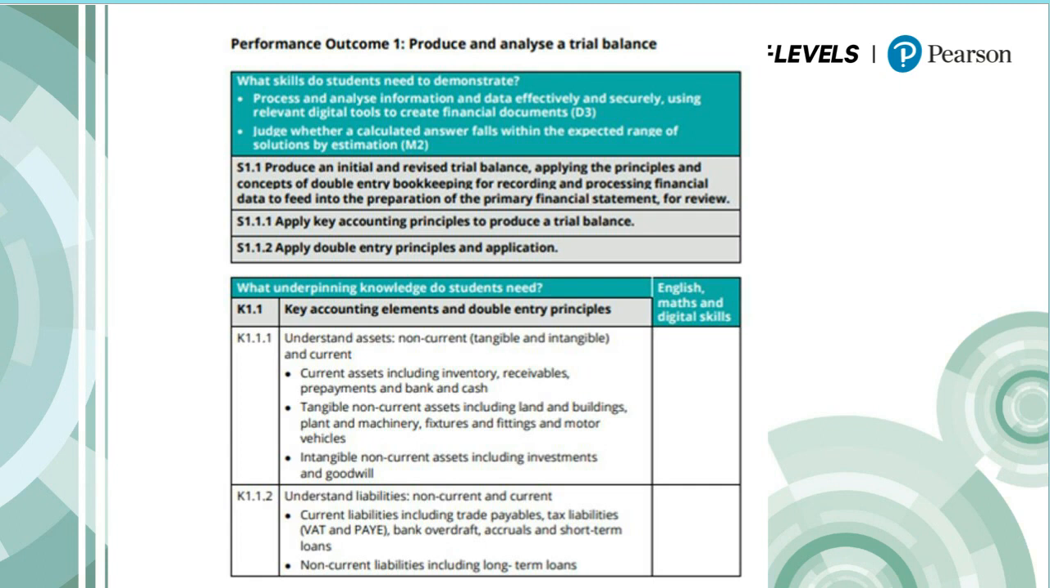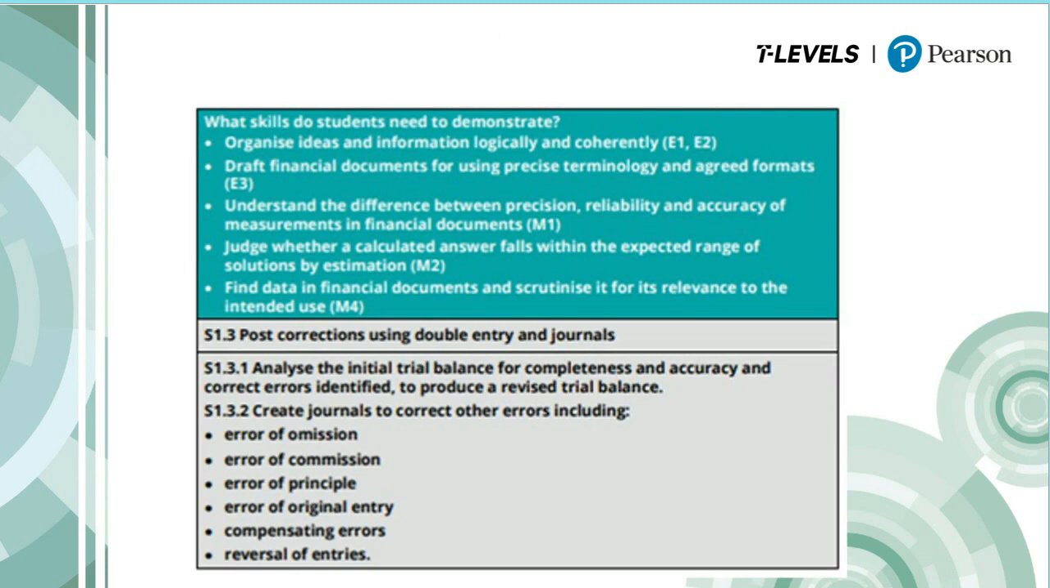Those key knowledge and skill statements will vary in number, but you can see that in this example we have 10. So let's look at another example then, just to get us familiar with this first performance outcome, produce and analyse the trial balance, and you can see the example again comes from there. So we're now looking at S1.3, so that's the third specialist skill in the performance outcome, post corrections using double entry and journals. So the layout's the same.